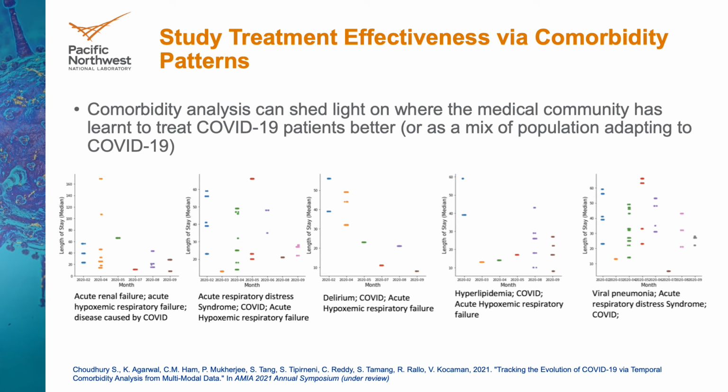That is the case for columns 2 and 5. But for something like column 4, the length of stay actually went up as time progressed, which indicates that either for some reason the community has not converged to a good treatment protocol, or there were more cases that started coming in at a later point in time and were not seen before.